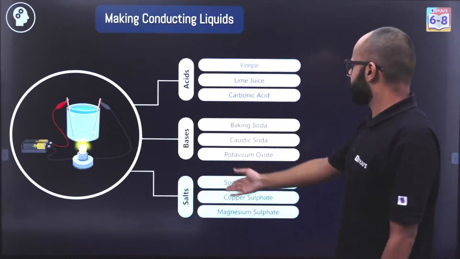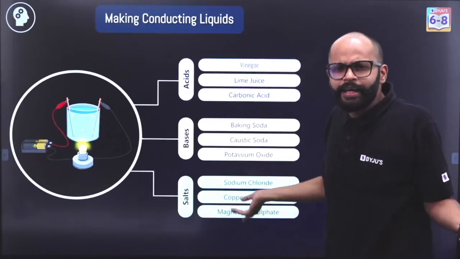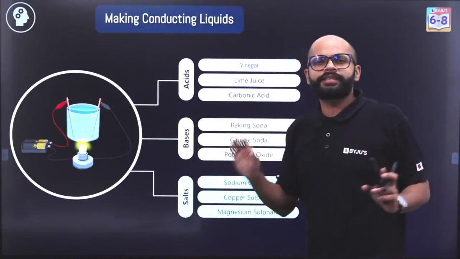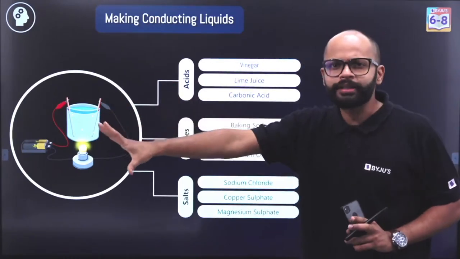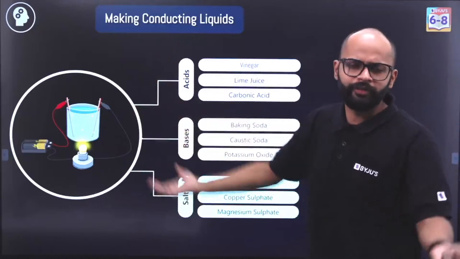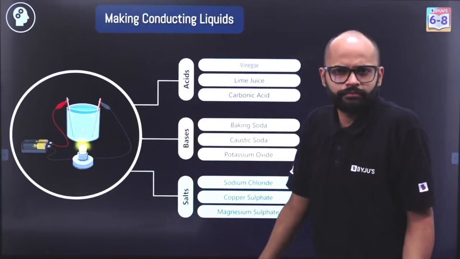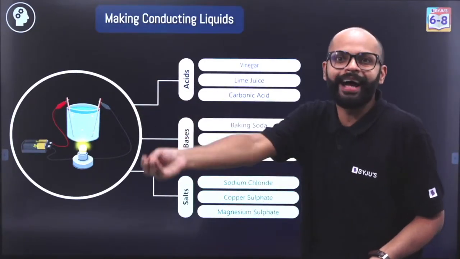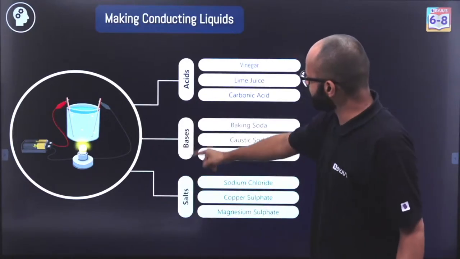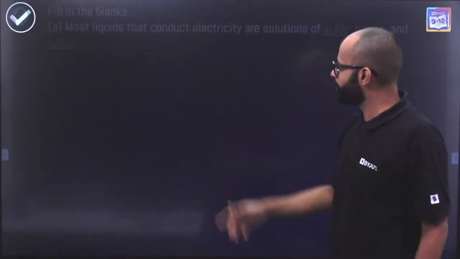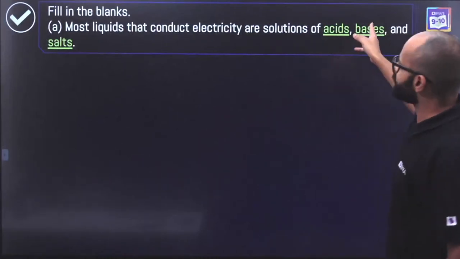Uske baad, salts. Salts, jo dissociate ho jayen. So in the end, humko kya chahiye? Sir, humko chahiye ions. Bas. Kon kon de sakta hai? Whoever can give ions will become a good conductor. Theek hai? So acids, bases and salts. Fine. The answer would be acids, bases and salts.